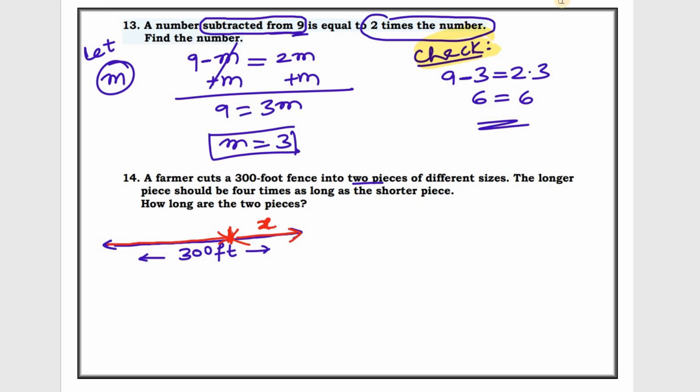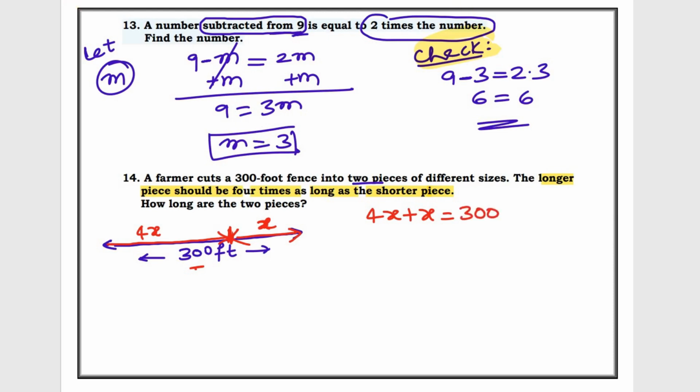The longer piece should be 4 times as long as the shorter piece. So the shorter piece is x, and the longer piece is 4 times the shorter one, which is 4x. So we got our equation framed. The total length of the rope or fence is 4x plus x, which is equal to 300. We have to solve this.